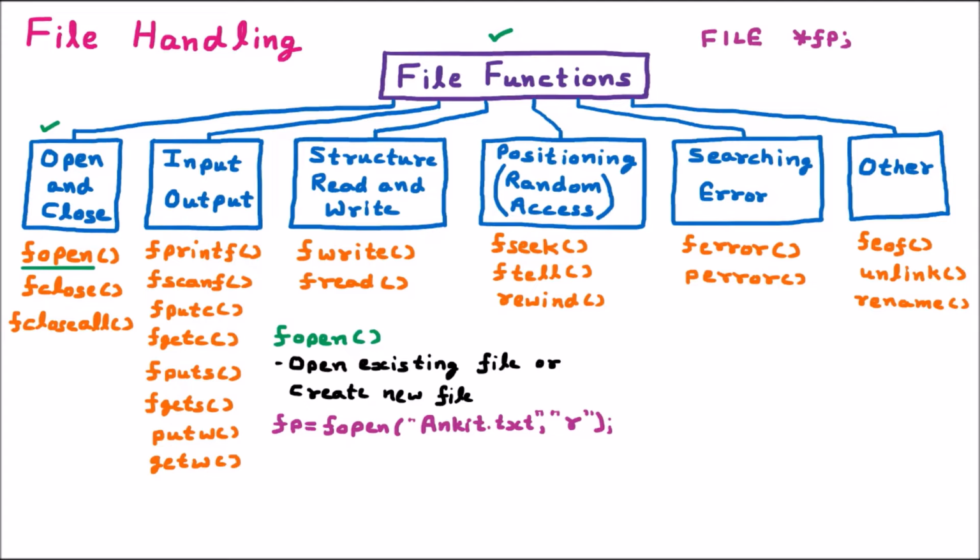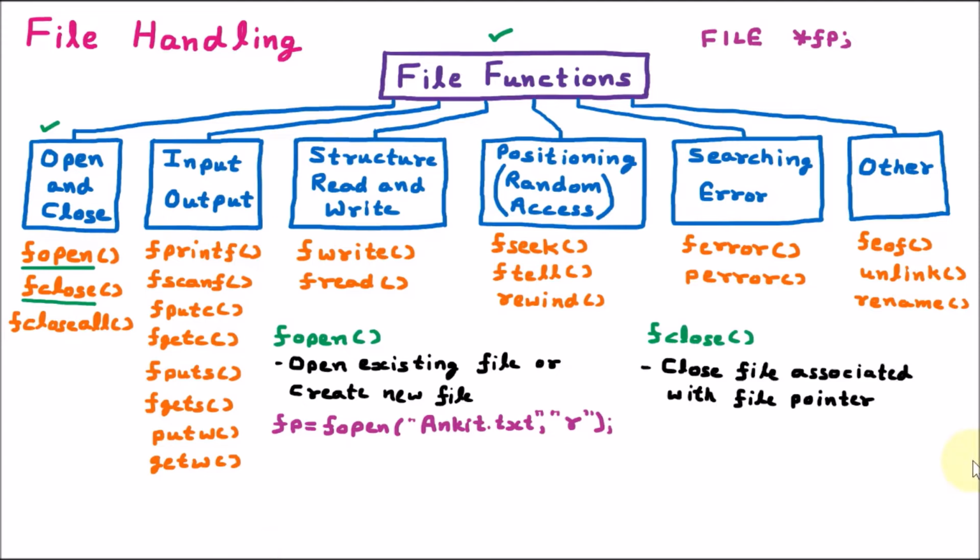The next function is fclose. This function is used for closing the file which is associated with the file pointer. So let's assume that we have opened the file ankit.txt using the file pointer. Now we want to close that file. So for that we use this function, fclose. So here we write fclose for closing the specific file which is associated with the file pointer.